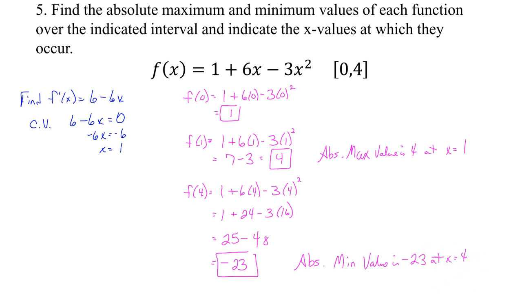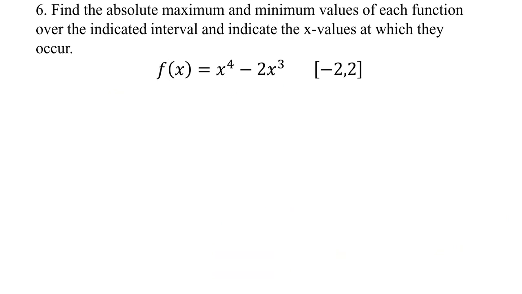So there we go, one more problem. Okay. So now this is a 4th degree polynomial, so it could have several things going on, but we are just looking at this closed interval from negative 2 to 2.